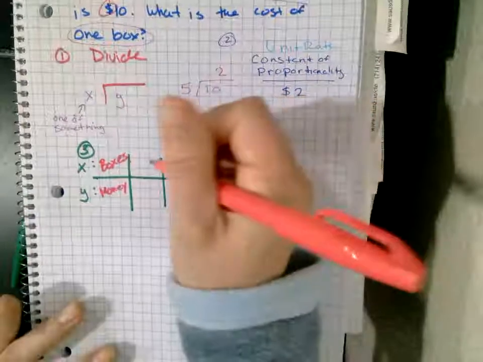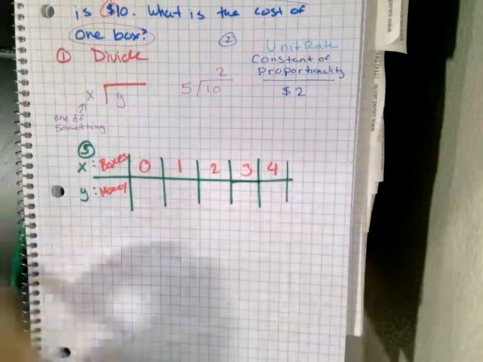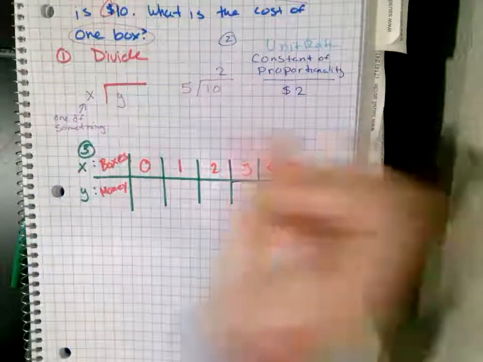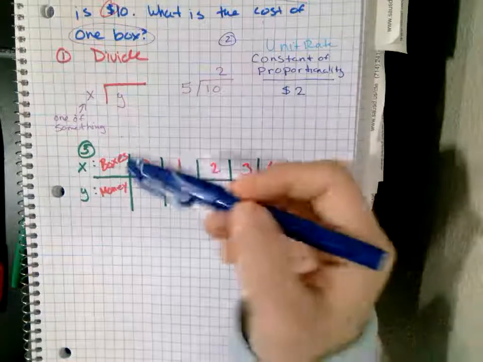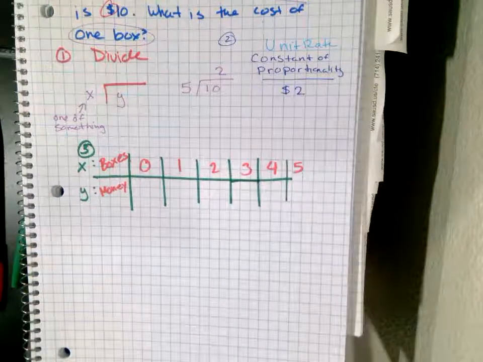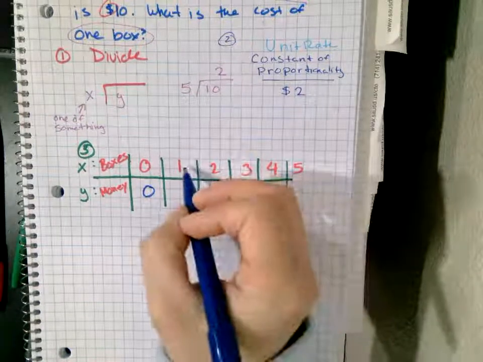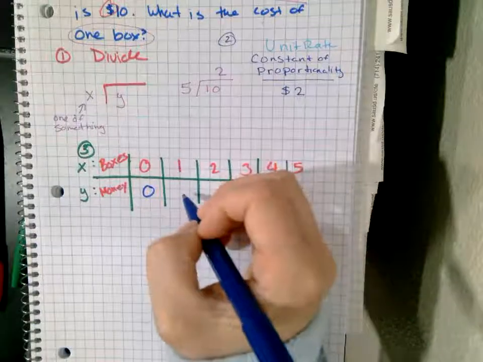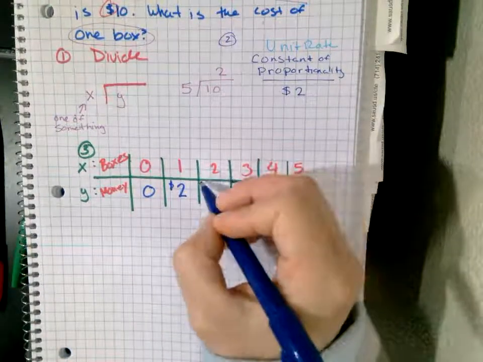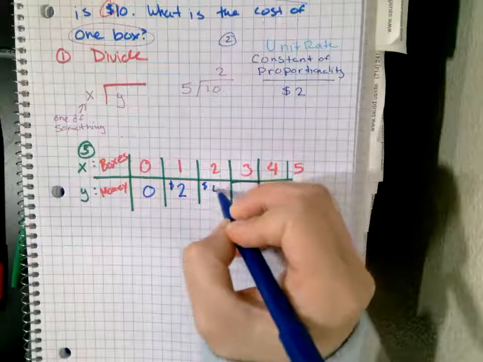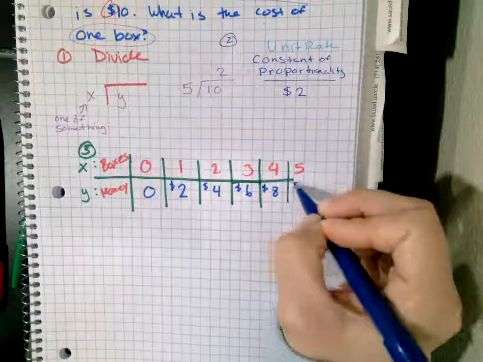So usually on the X's, we'll ask you 0, 1, 2, 3, 4. Okay, we'll do 5 because that's our problem. Okay, so then you ask yourself, if I buy 0 boxes, that's obviously going to be a cost of 0, right? 1 box is your unit rate, so that's $2, right? 2 boxes is 4, 3 boxes is 6, 8, 10.